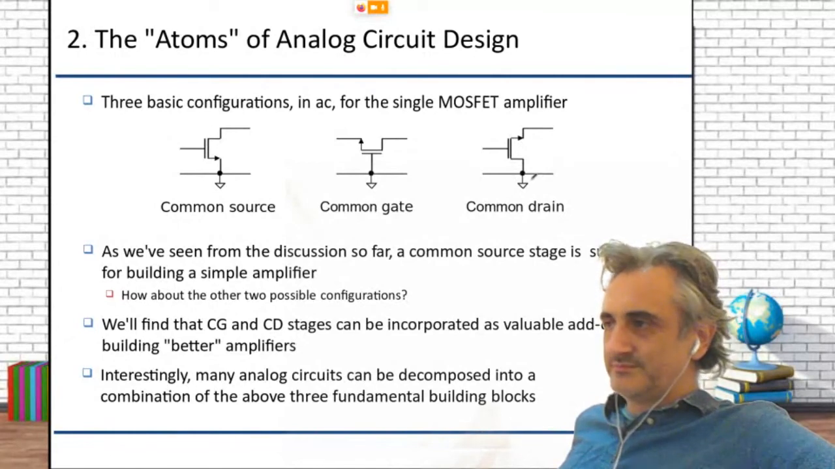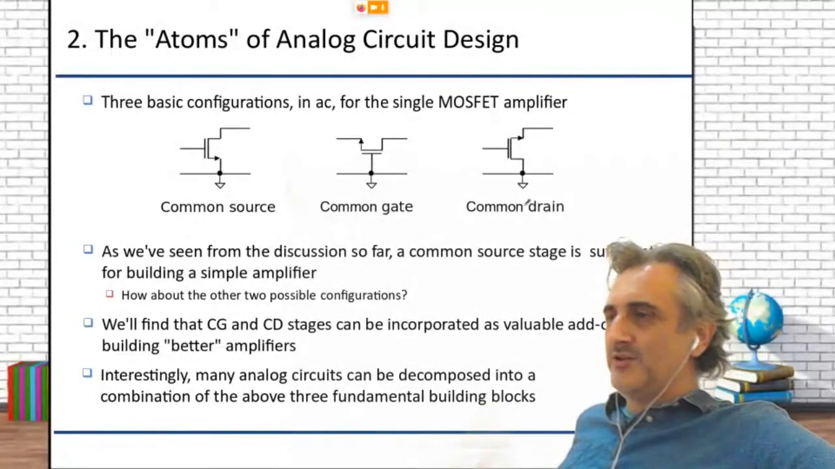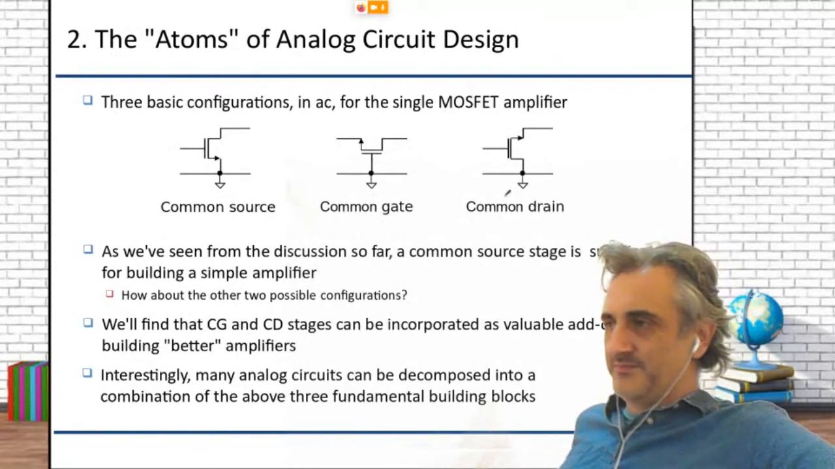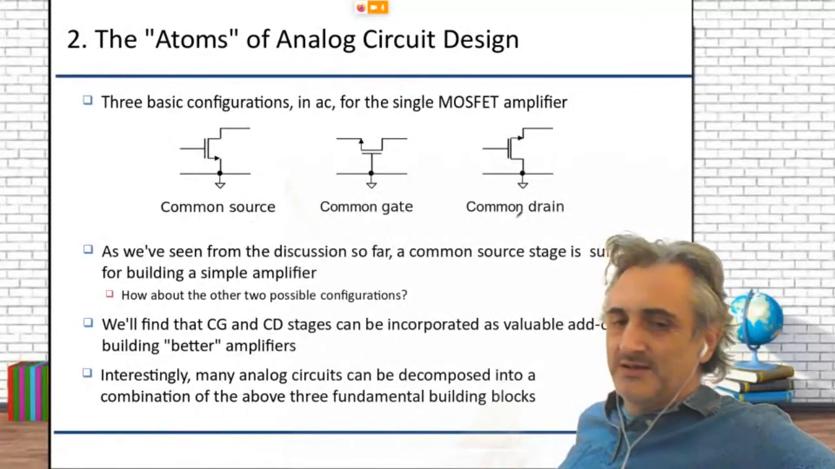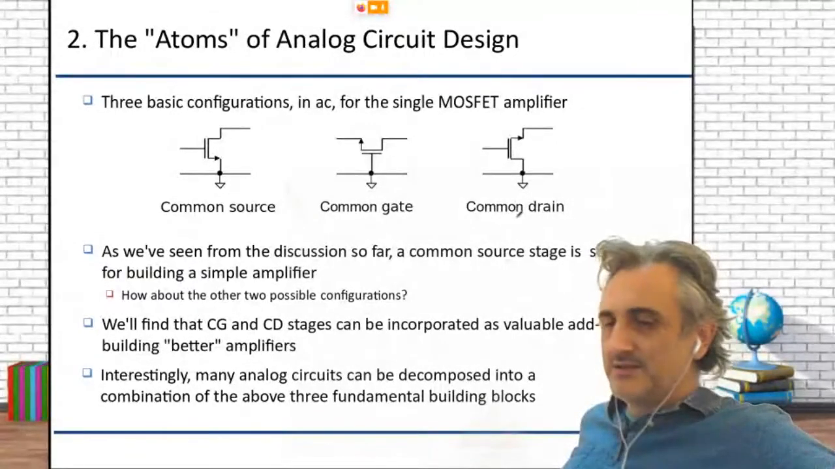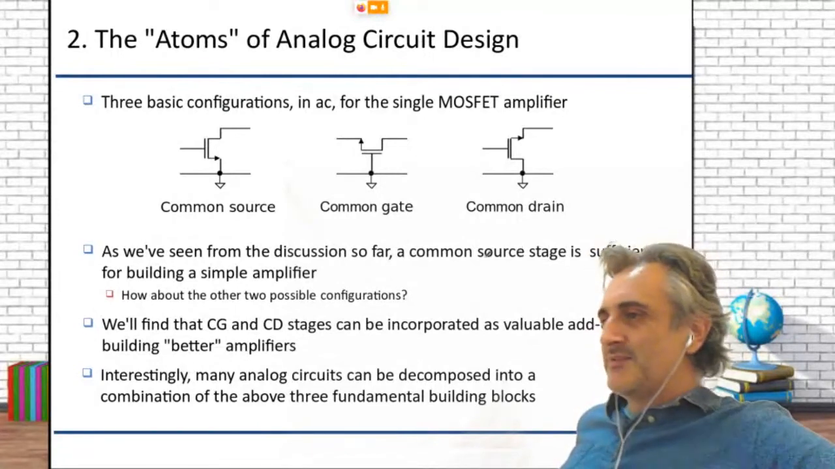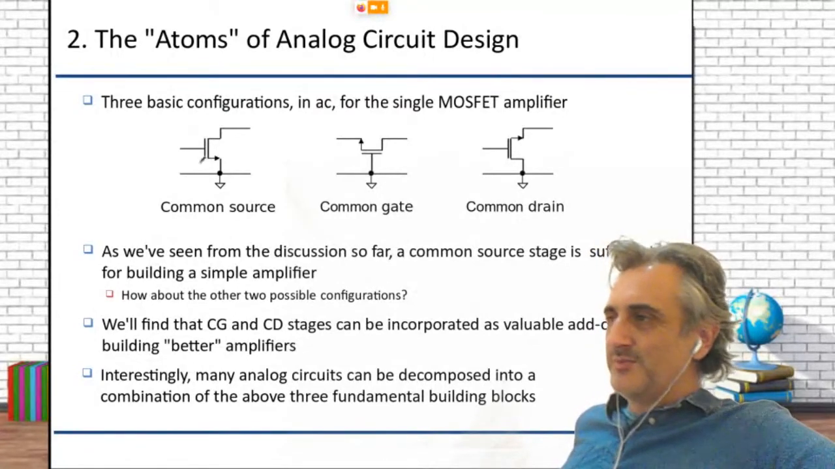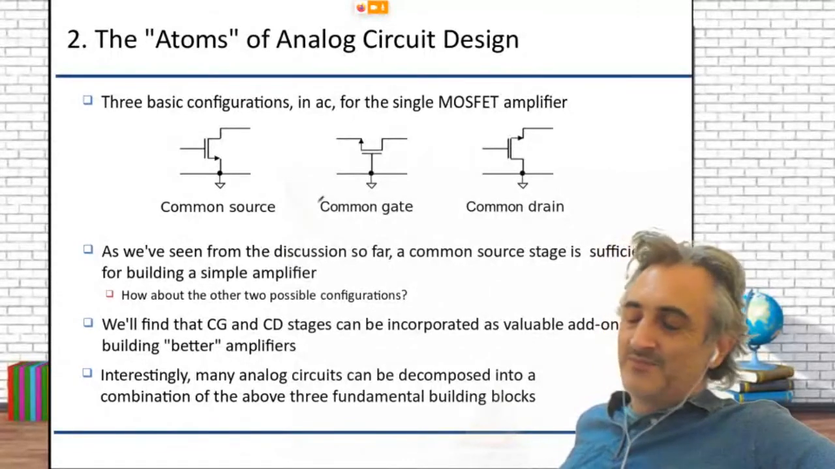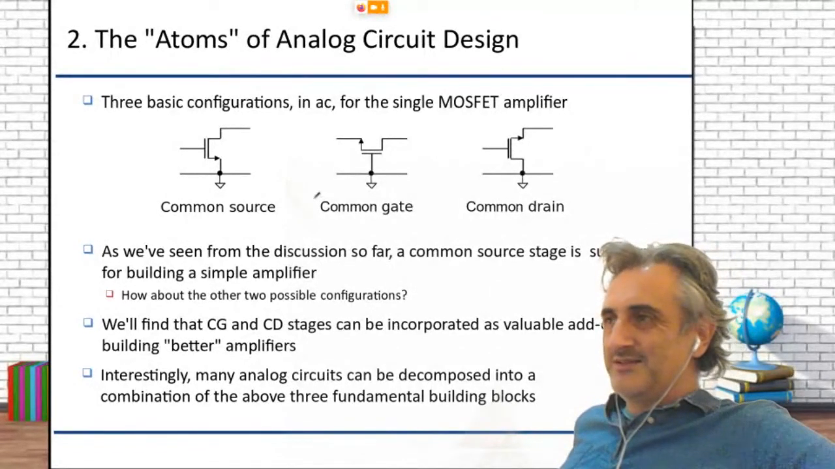Usually, we start by using the common source, and then we add the other two stages in order to improve the design. Usually only this, but this has some problems as we saw, and then we will solve them by using a better amplifier with more stages. And nearly all the analog circuits can be decomposed into a combination of these three. You can think of this as a basis for constructing analog electronic circuits.